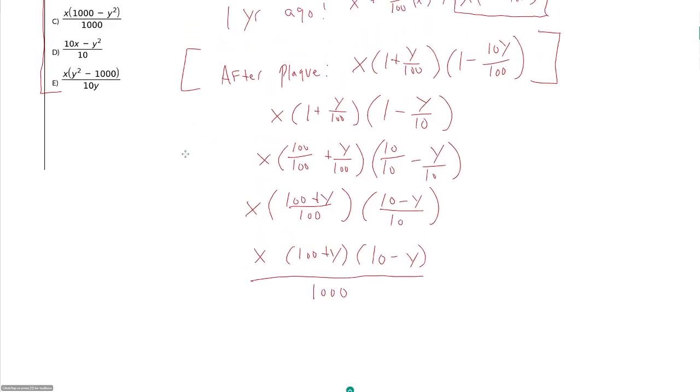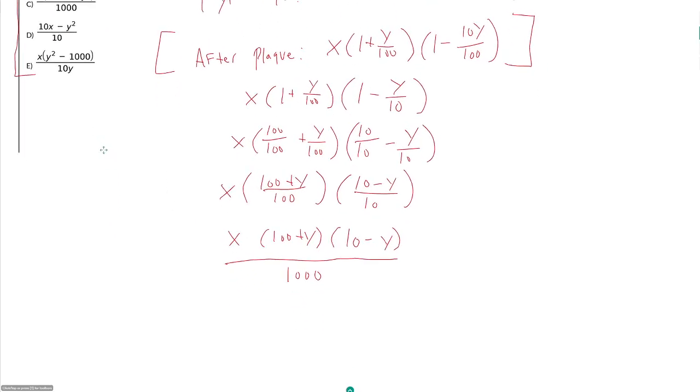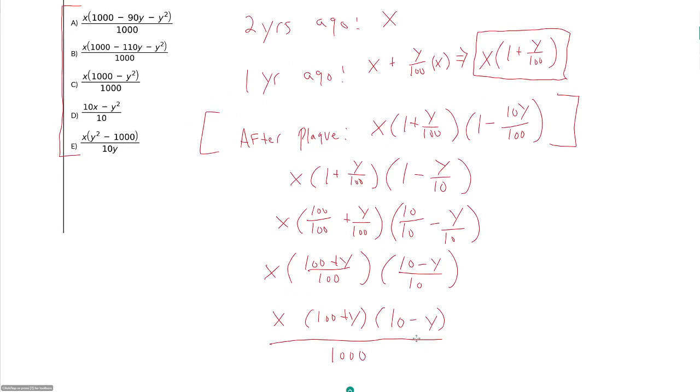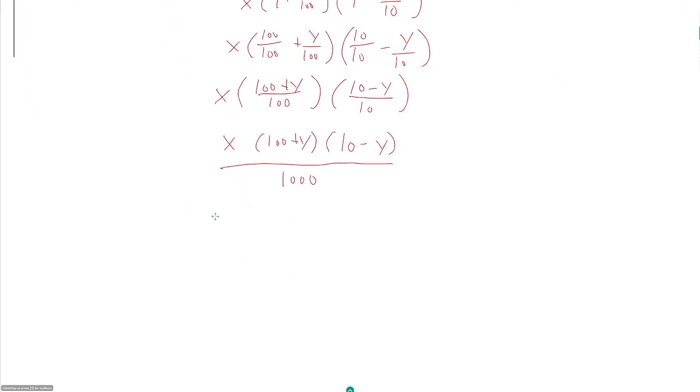So answer choices A, B, and C are looking pretty good because those are the ones that have a denominator of 1,000. But then, what do they do? And this is also true of VAC questions a lot. Sometimes you have to look at your answer choices to see the format they want it in. So it looks like they distribute out everything except for your x. They keep the x factored.